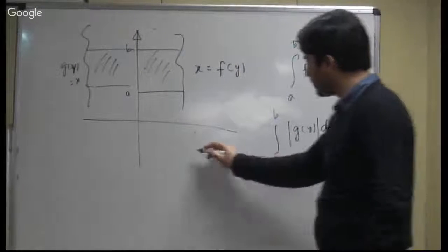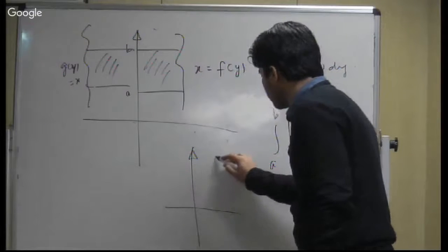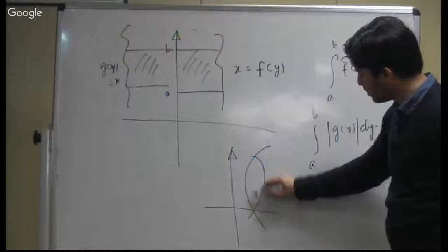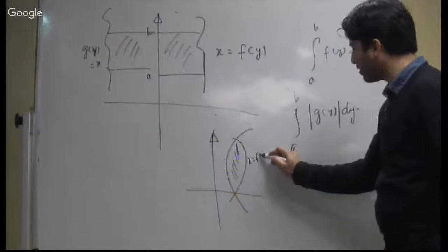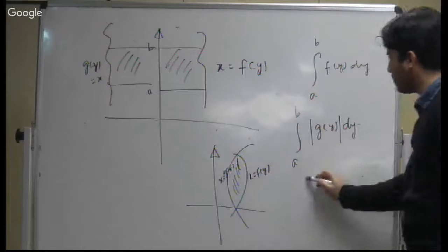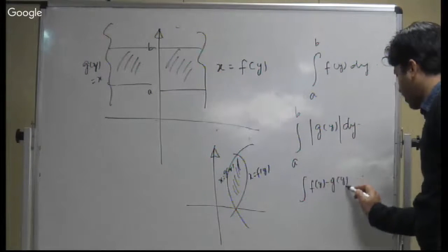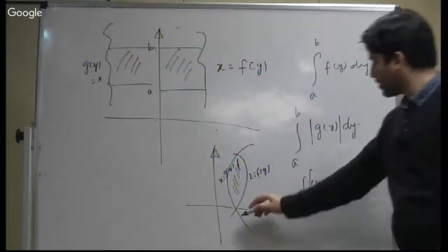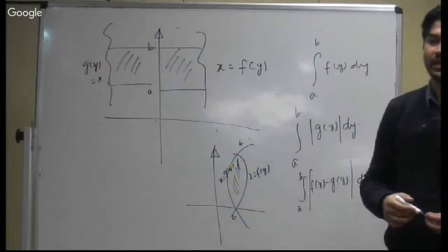Okay, when you have to find this area, so this will be x is equal to fy. This is equal to x is equal to gy. So area would be fy minus gy dy. Not sure, put the mod. Let's say this is A, this is B. So getting the idea, we are doing the same story.